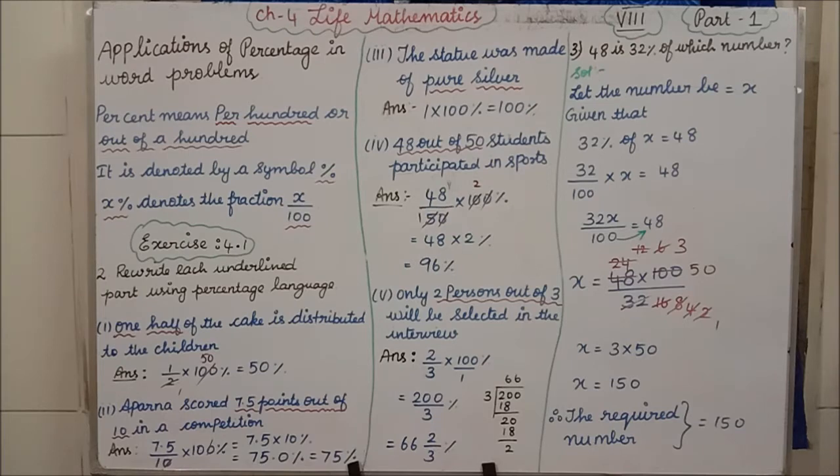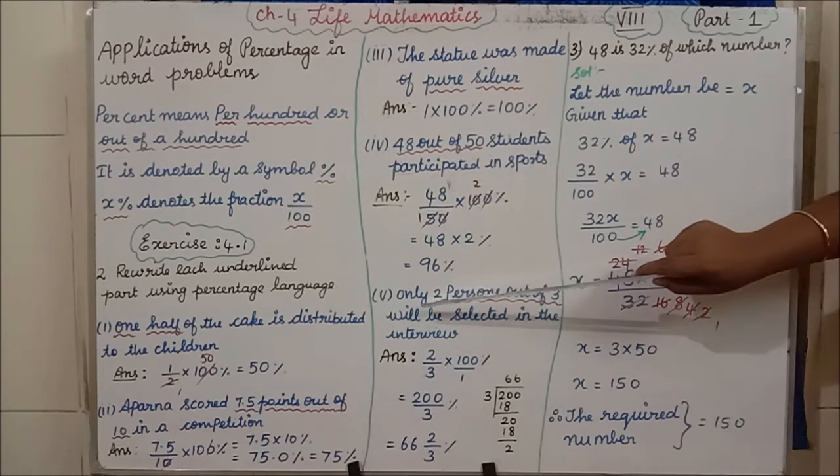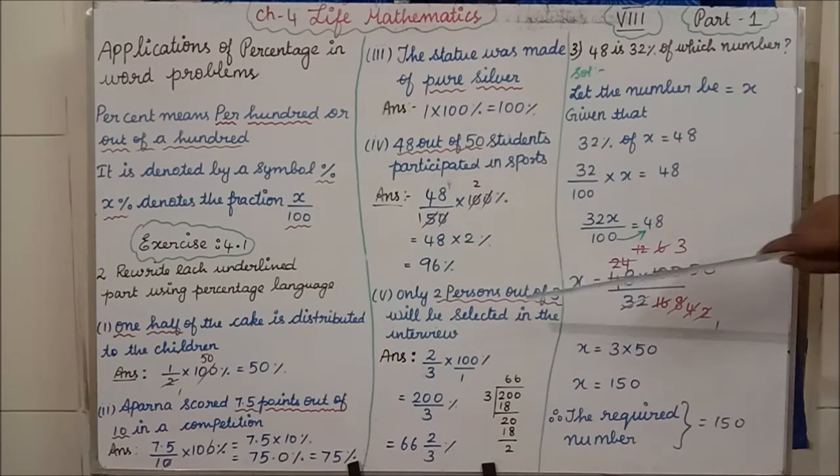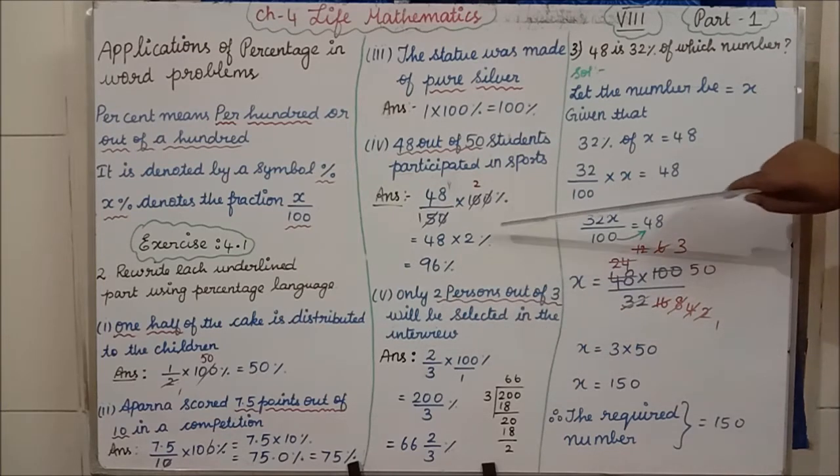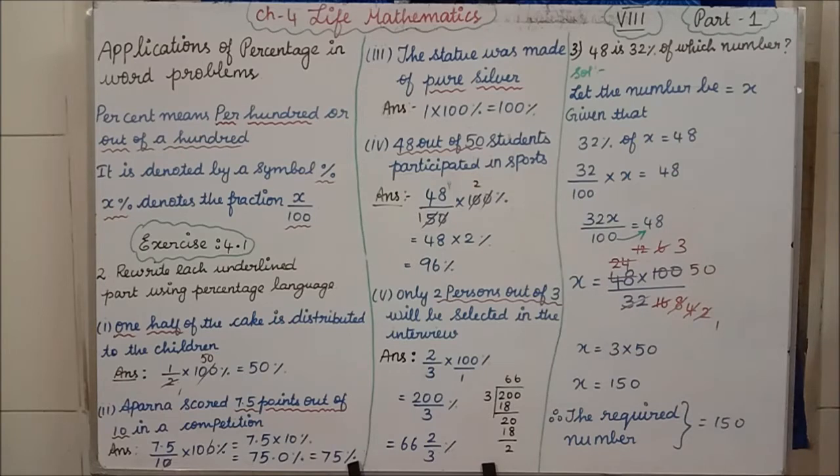Clear all of you? See, each word they have underlined, in each question they have underlined certain words. So that word alone we have taken and we have used there in the percentage language. Clear students all of you? How we have done the second question? Second question is also a 1 mark question only. Clear? Next we will go for the third question.